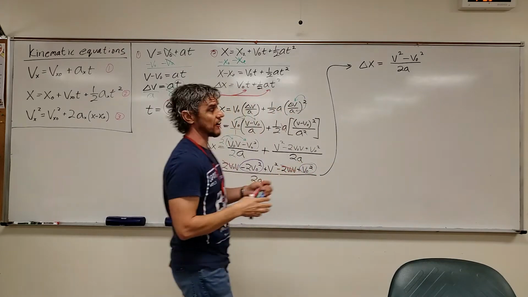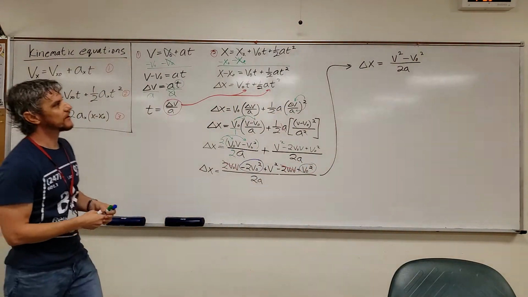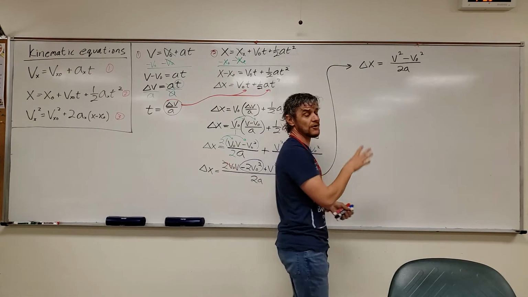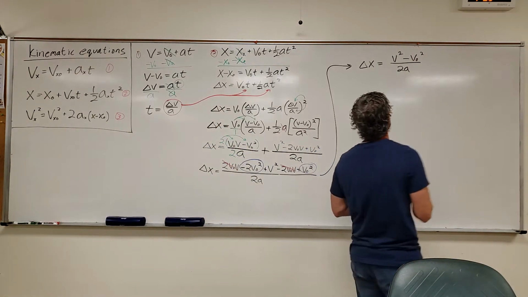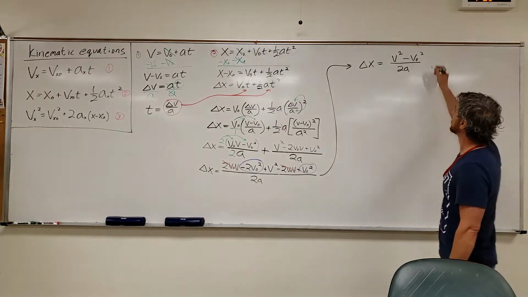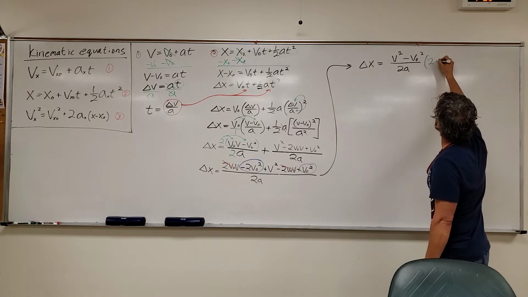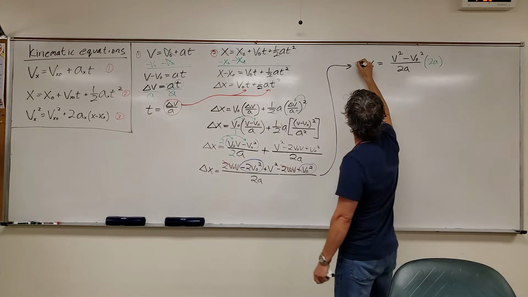And I'm almost there. I'm almost to kinematic equation number 3. But notice there's no fractions in kinematic equation number 3. I don't particularly care for fractions. So when I can get rid of them, I do. So to get rid of the fraction here, I multiply both sides by 2a.